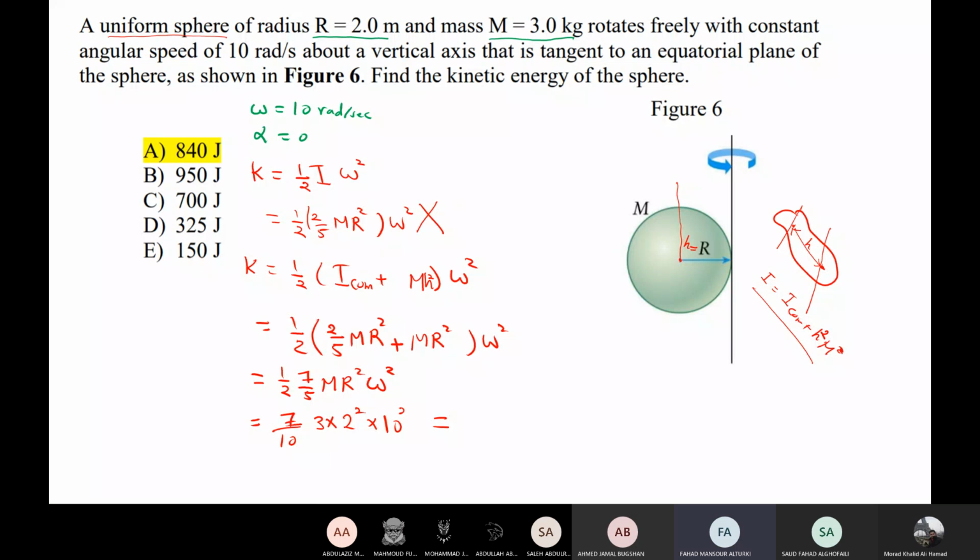Let me calculate. 840 joules. 840 joules. You didn't study the parallel axis theorem? No, not yet. I don't think we reached it yet. Okay. When will you finish this chapter? I think we're about to finish chapter 10, but we didn't reach this yet. Okay. I think tomorrow we might finish it. Okay. Let me spend 1 minute just to explain it. Okay? 1 minute only.